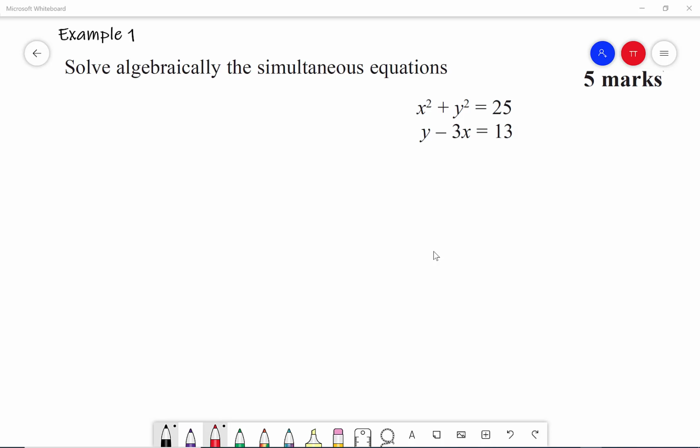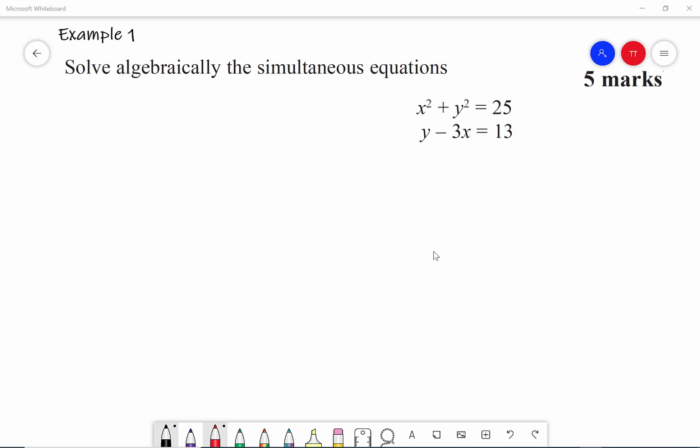In this video, we're going to go through quadratic simultaneous equations. Here we've got a question that says x squared plus y squared equals 25, which is the equation of a circle, with the radius being 5. We take the square root of 25. And then we have a straight line with the equation y minus 3x equals 13.